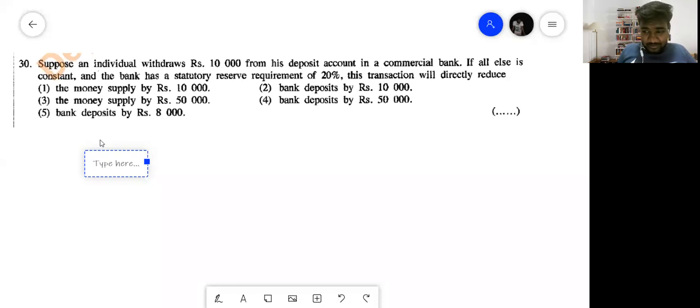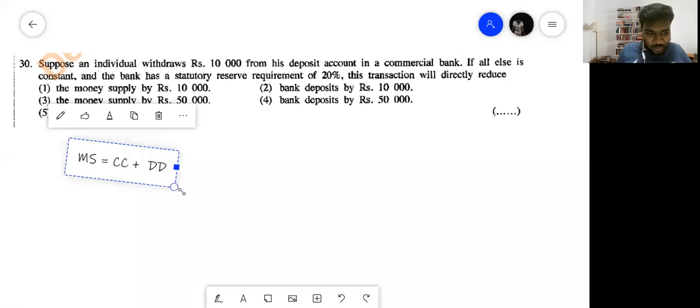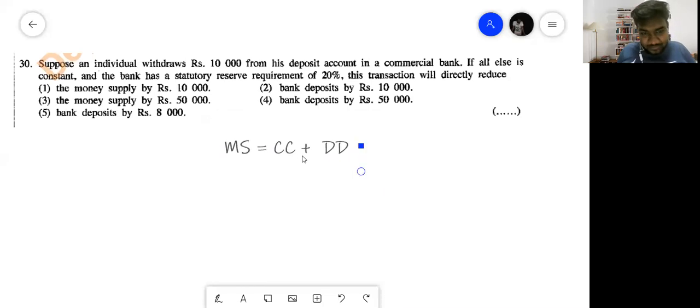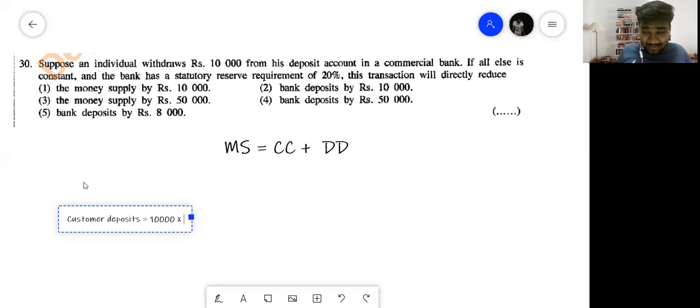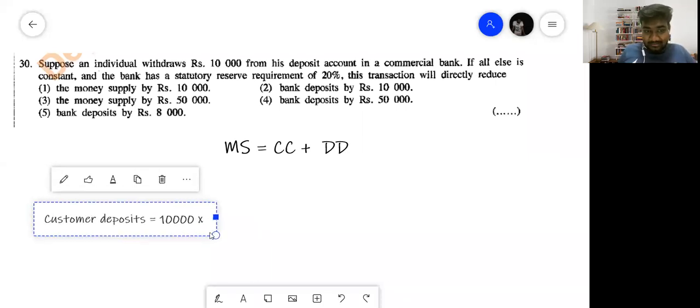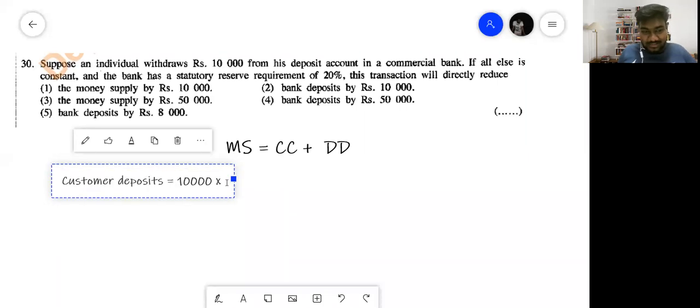What do you think? First of all, money supply is equal to currency held by public plus demand deposits. That you all know, right? Now, listen carefully. I know you're all a bit tired. Let's assume a situation where a customer deposits 10,000. How much is our deposit multiplier in this example? 5 times, SRR 20%. I'm hoping by now you all know. So deposits will increase by 50,000.